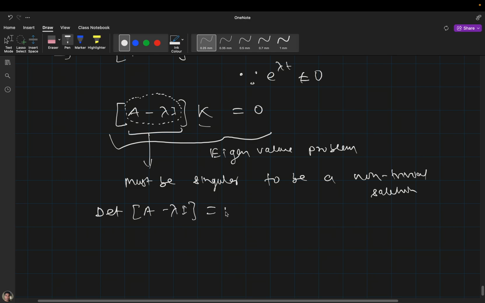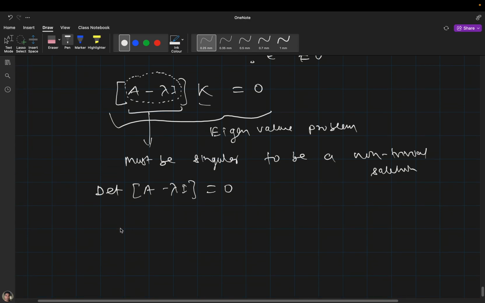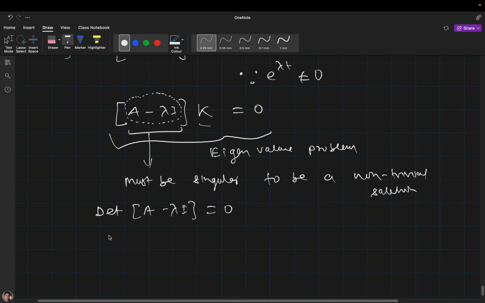lambda I must be equal to 0, and for that we will get one characteristic equation, and after that we will get lambda. So what is that characteristic equation? That will be nothing but minus lambda raised to the power n, or in the general form you can write lambda raised to the power n plus p1 lambda raised to the power n minus 1 plus p2 lambda raised to the power n minus 2, something like this.